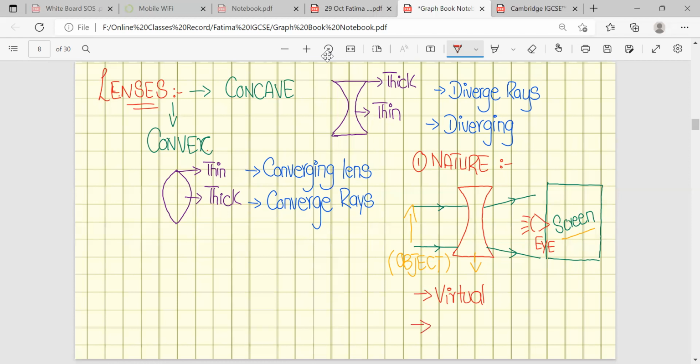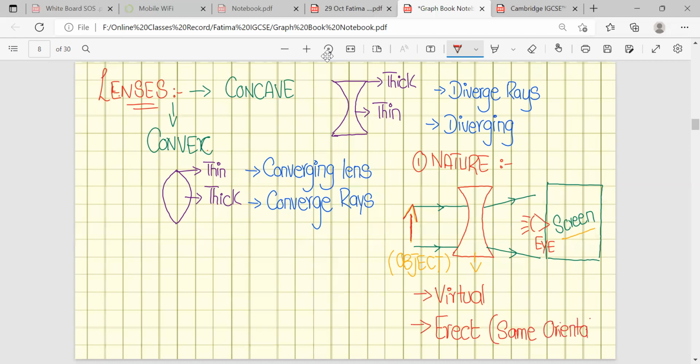And if we talk about the orientation of the image, let's suppose there is an arrow. The image of that object which is in arrow form, you can clearly observe in the same orientation in which the object is placed. So that's why we use the term erect for it, which means of the same orientation, right?